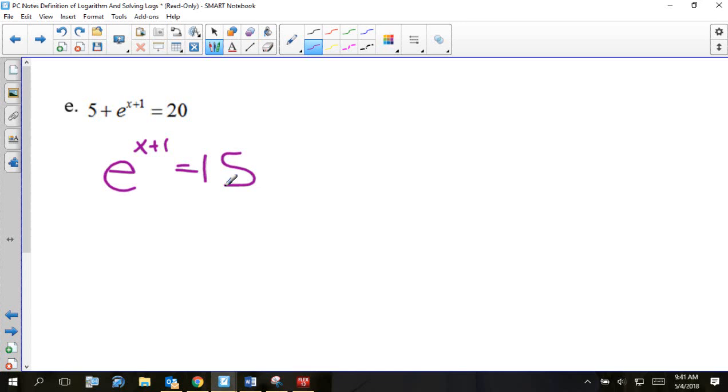And since this is e, what log base should I use? Well, I'll use log base e, which is ln. So we're going to do ln of e to the x plus 1 equals ln 15.